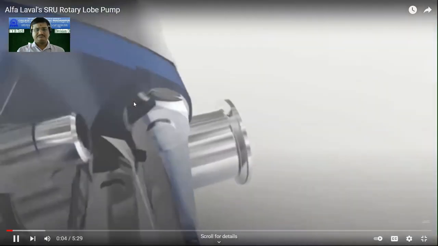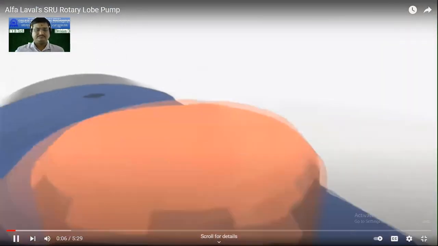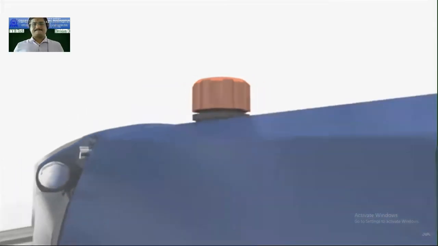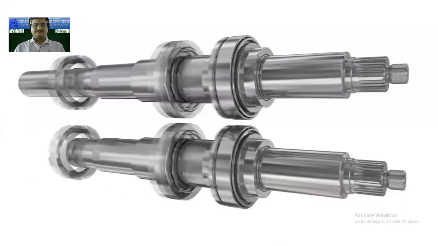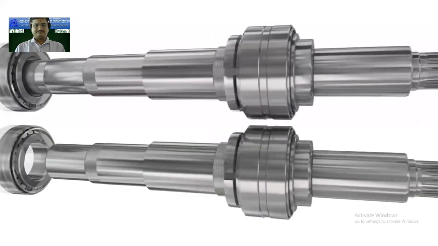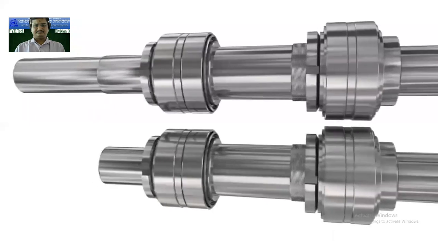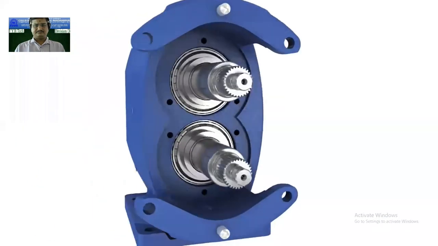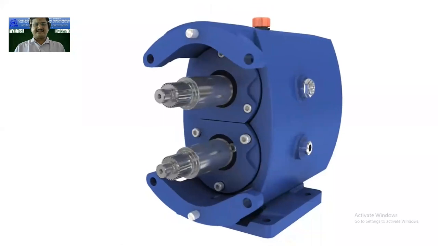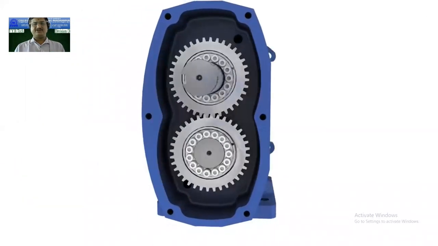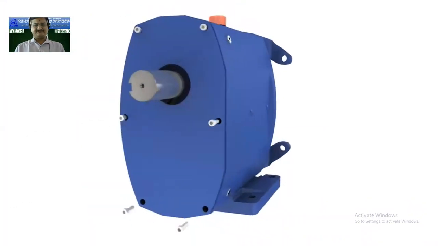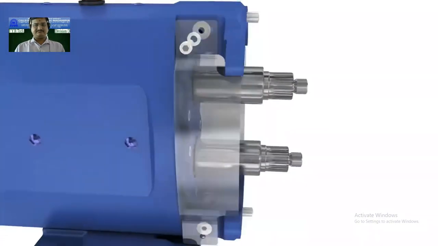The SRU is Alfa Laval's core rotary lobe pump. In addition to being able to handle the widest range of temperatures and pressures, the SRU offers the most extensive options in our rotary lobe pump portfolio. The SRU has heavy-duty shafts and taper roller bearings throughout. And combined with highly simplified construction and maintenance procedures, it reduces the need for maintenance and the risk of costly downtime. To which the lobes are attached.